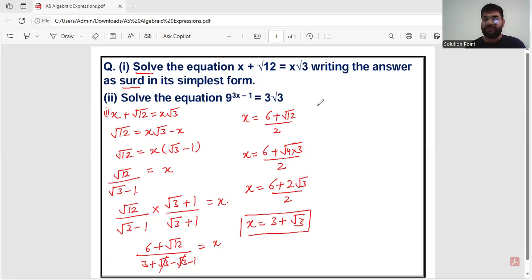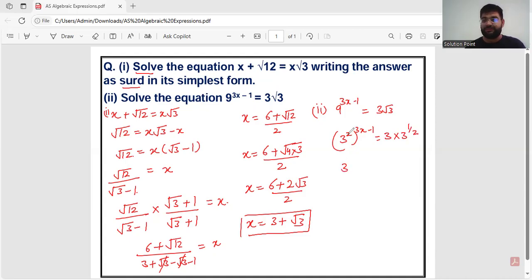Now let's solve the second part of this question. In the second part, we need to solve this equation, which is 9 to the power 3x minus 1 equals 3 square root 3. The idea for this question is to make everything in the same base. For that, I can write this 9 as 3 squared, to the power 3x minus 1, and this 3 as it is, and this square root 3 can be written as 3 to the power 1 by 2.